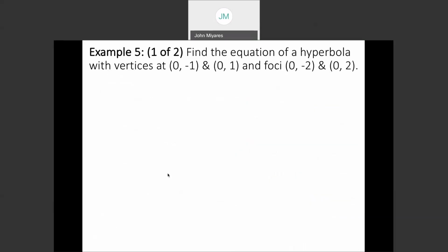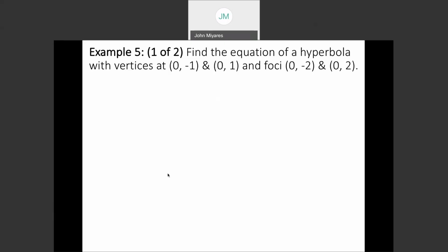Now we're ready to look at examples where we want to find the equation of the hyperbola given some known properties. I've got a couple of examples to work through here. So here's the question. Find the equation of a hyperbola with vertices 0, -1 and 0, 1, and foci 0, -2 and 0, 2. So this one is going to take a bit of thought.